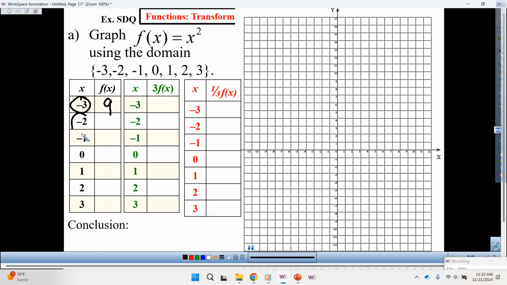Next one. -2 squared. -2 times -2 is 4. -1 times -1, 1. 0 squared. 1 squared. 2 squared. 3 squared.